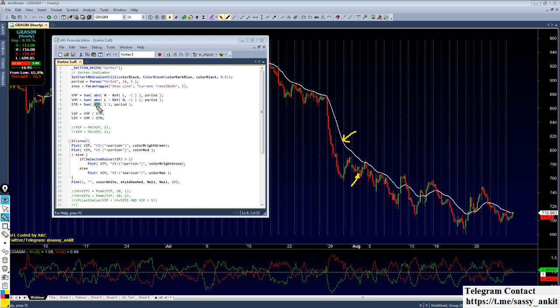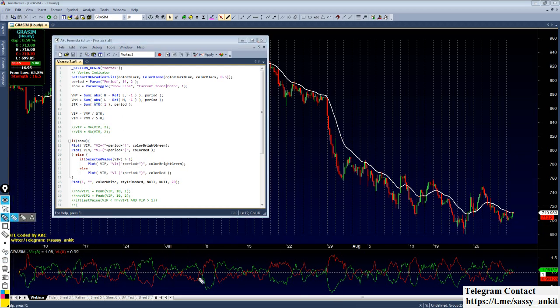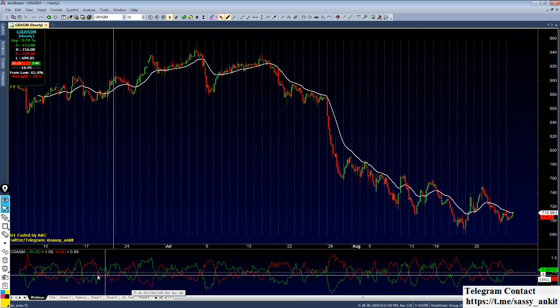So here when we take ATR of 1, it means we are taking a true range value. Okay, so let's move ahead. The only problem with vortex is that it chops a lot. It's a very unstable indicator. So to overcome this problem, and while overcoming it, it should help us as well.